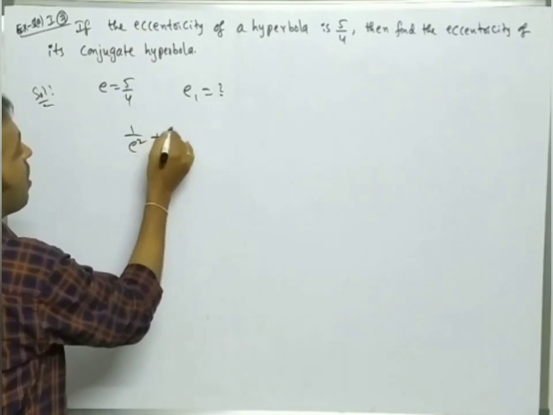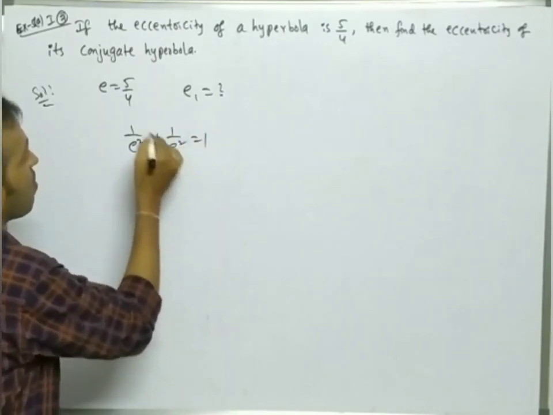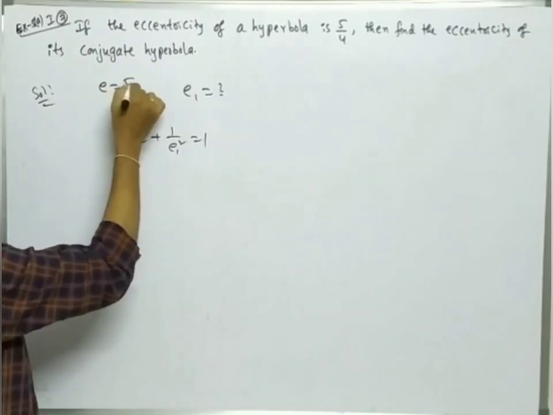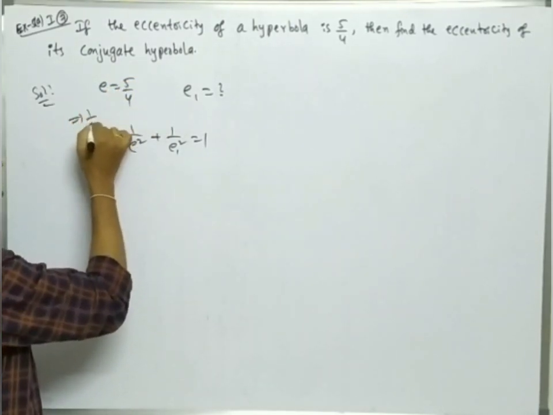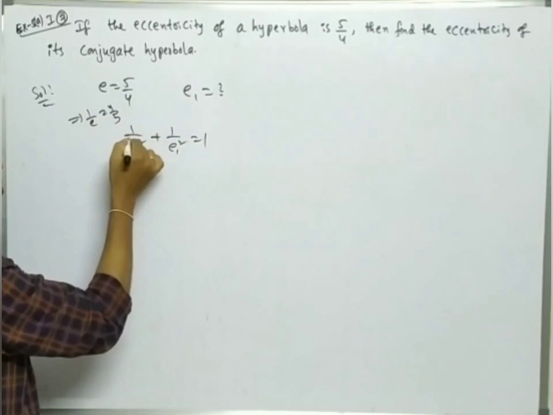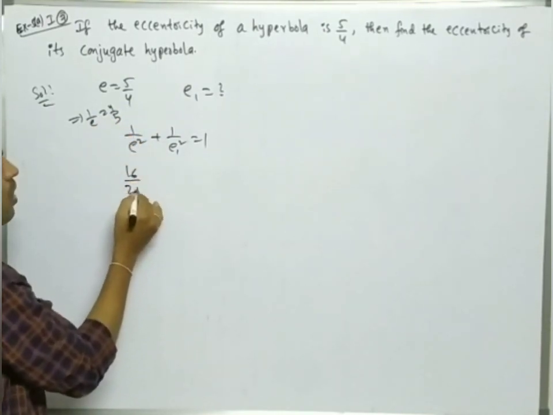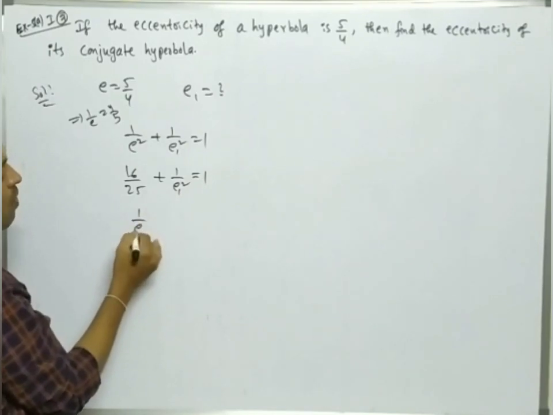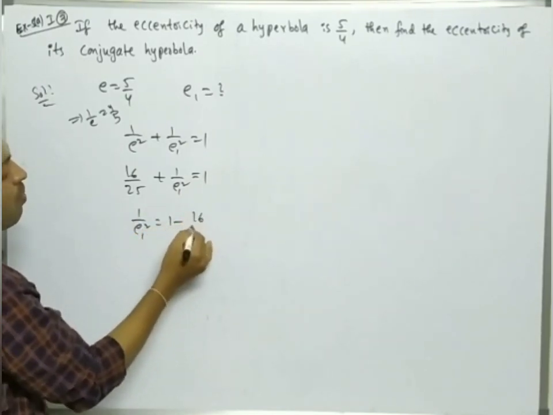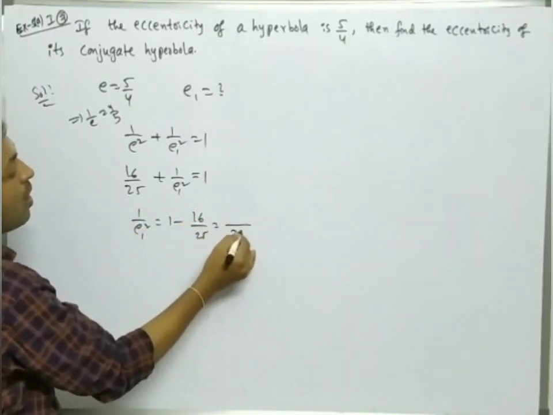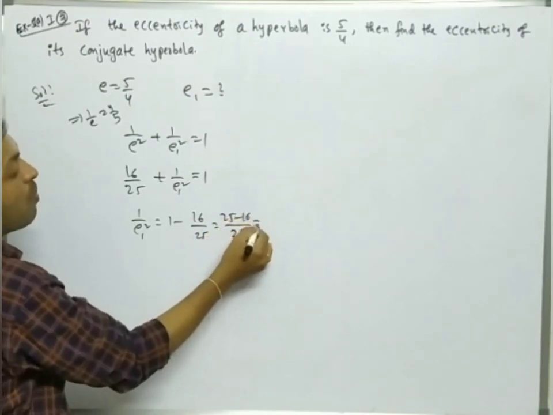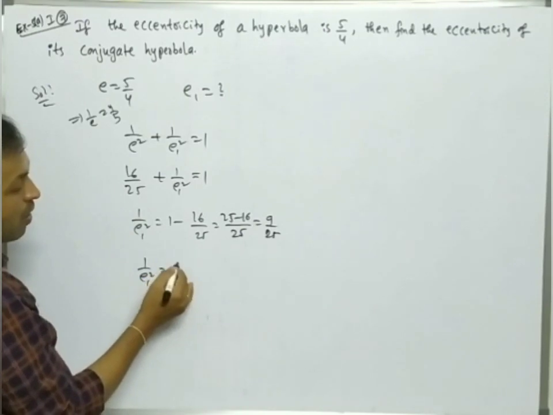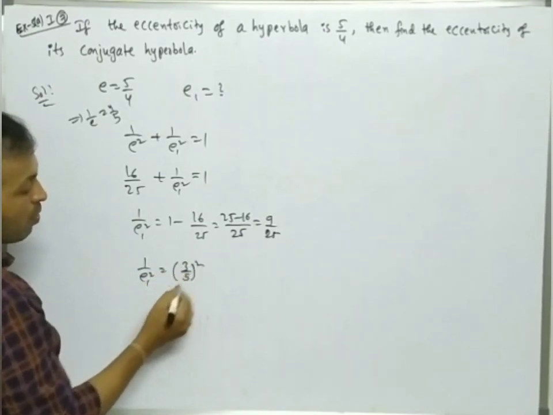So what is the formula? 1 by e square plus 1 by e1 square is equal to 1. Here e is equal to 5 by 4, so 1 by e is 4 by 5. 1 by e square means 16 by 25, plus 1 by e1 square is equal to 1. So 1 by e1 square is equal to 1 minus 16 by 25. LCM 25, 25 minus 16, 9 by 25. So 1 by e1 square is equal to 3 by 5 whole square.